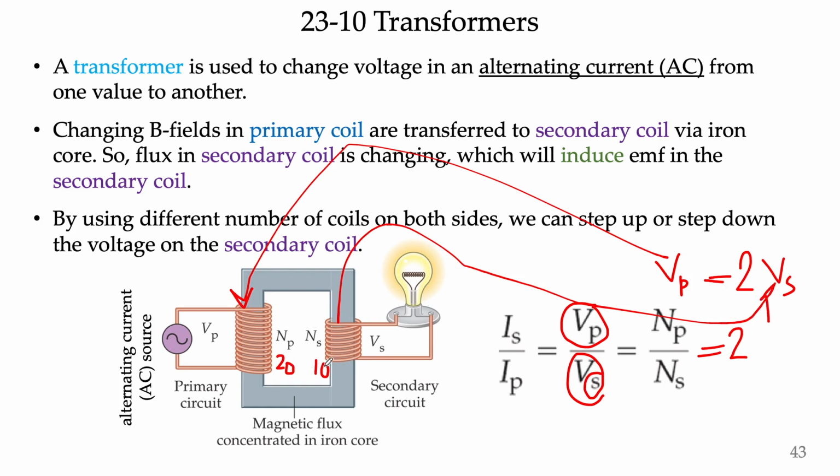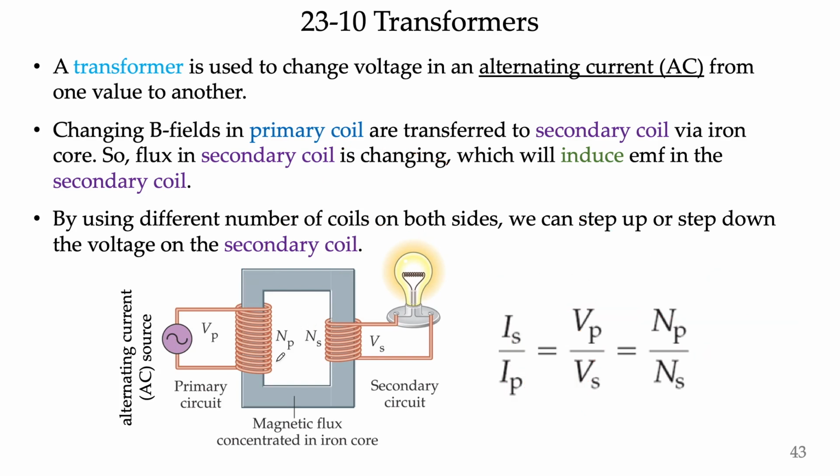Or you can use 10 and 20, then it would increase the voltage by a factor of 2. And if you look at these indices, this is primary divided by secondary for voltages, but for the current, it's secondary divided by primary. So that means if the voltage is increasing, then the current will be decreasing. Or if the voltage is decreasing, then the current would be increasing.